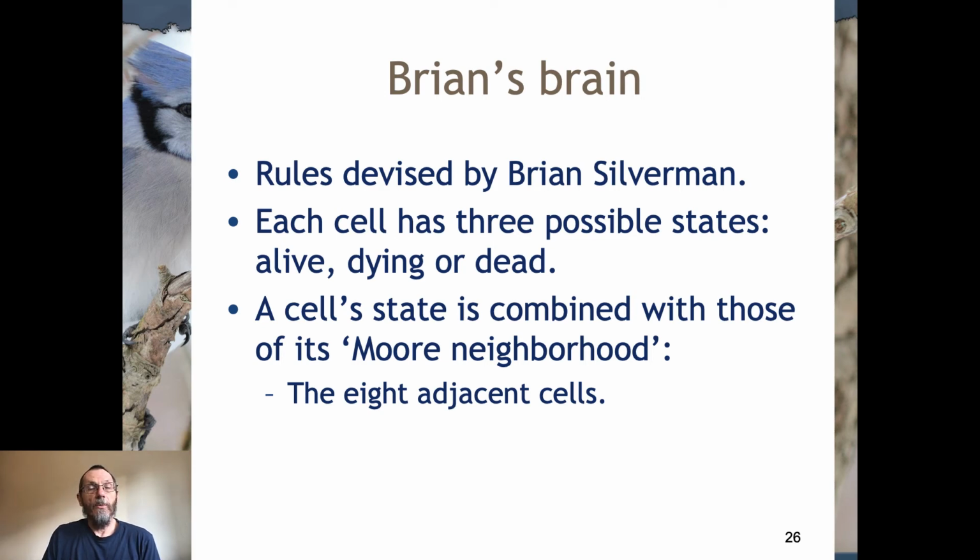Now, because we're going to be working with a 2-dimensional array, we can have a much more sophisticated set of neighborhood cells. And for Brian's brain, we're going to use what's called the Moore neighborhood. So each cell within the grid will have 8 neighbors, 2 above, 2 to the sides, and 4 diagonally. So a potentially quite complex combination of those neighborhood states could be employed in order to determine what the new state of an individual cell is going to be within the grid.